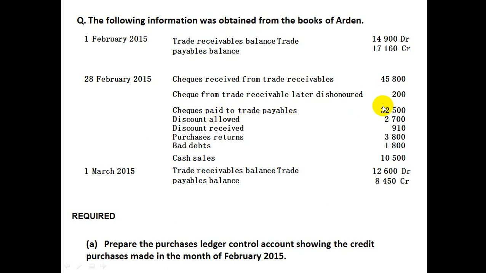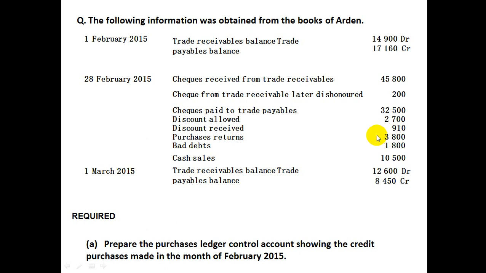Checks paid to trade payables. This is the payment made to supplier. It will go in the purchases ledger. Discount allowed. We had allowed the discount to customers. It will go in the sales ledger. Discount received. This is the discount given to us by supplier. It will go in the purchases ledger.